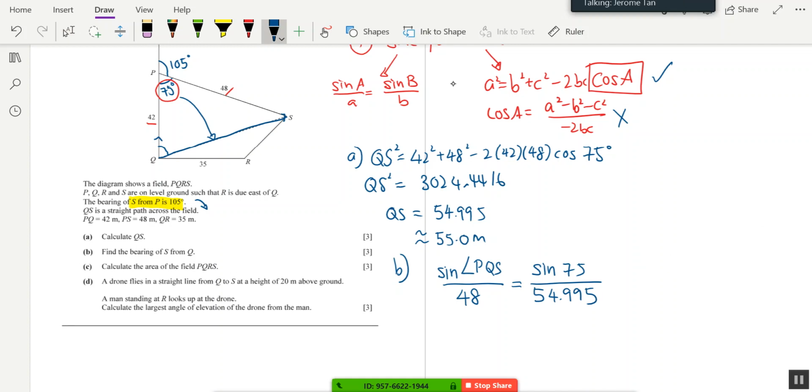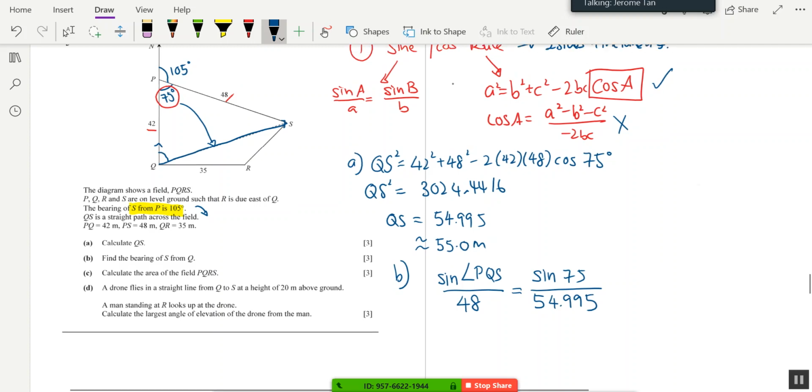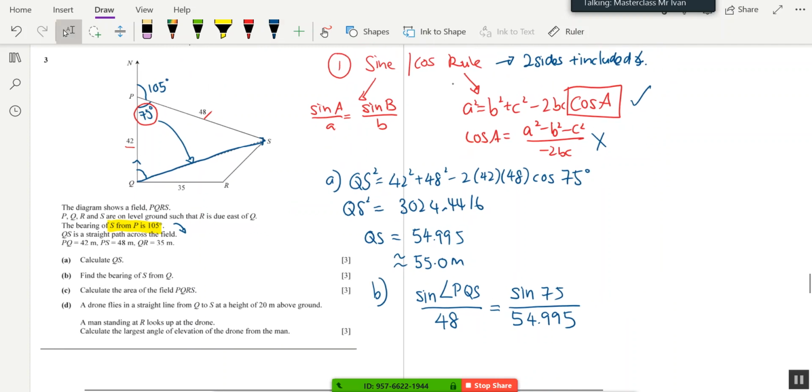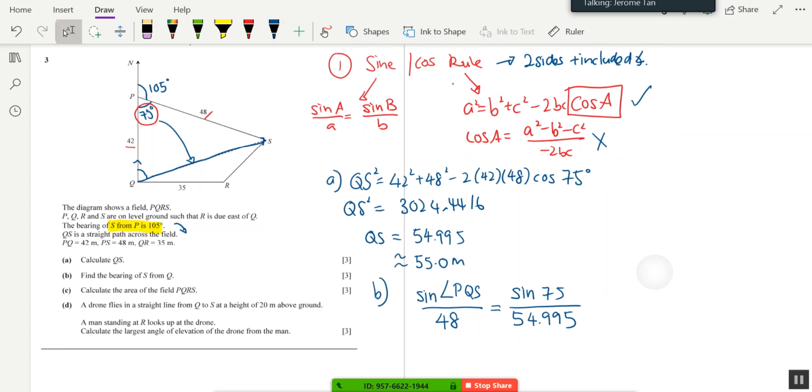You write down first. In this case, I want sine PQS as the subject, which equals sine 75 over 54.995 times 48.